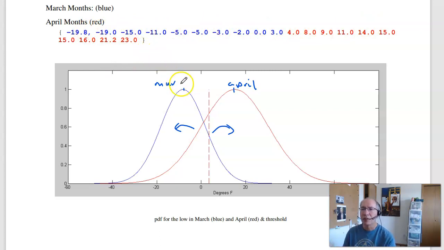Now, the chance of a false positive, if I call this a positive, this a negative, a false positive would be this area. It was really March, but I assigned it to April. A false negative would be this area. It's really April, but I assigned it to March.